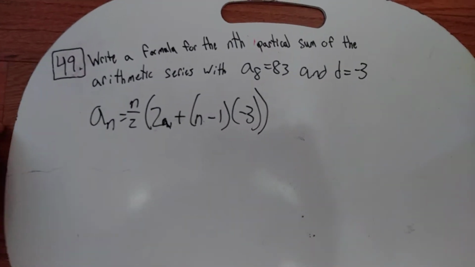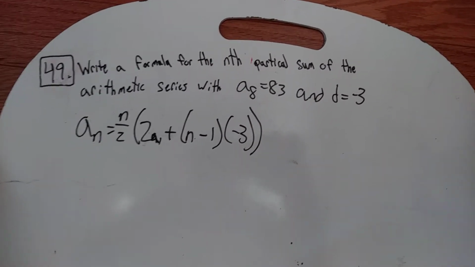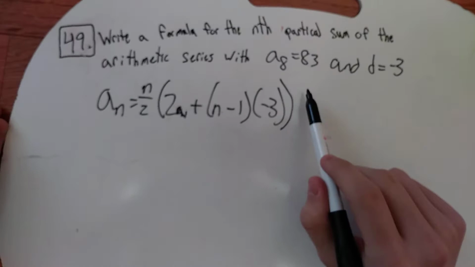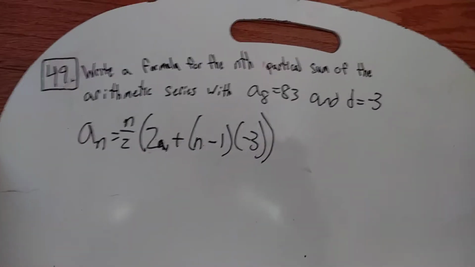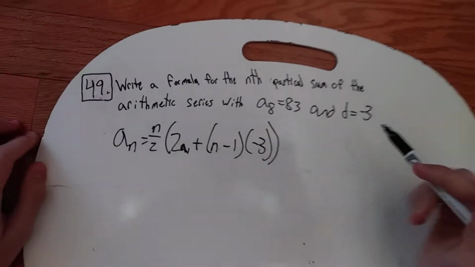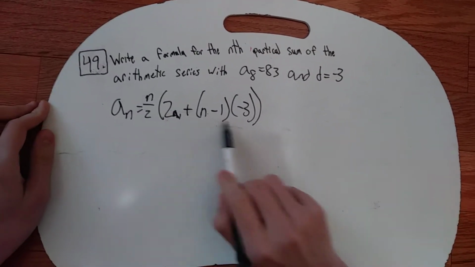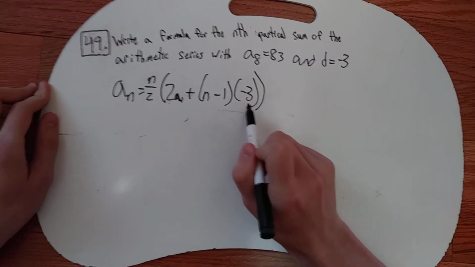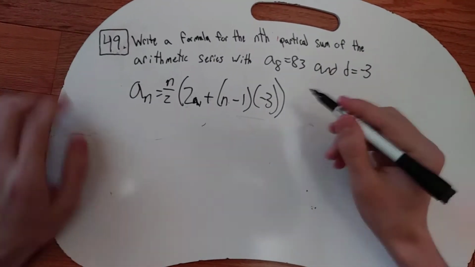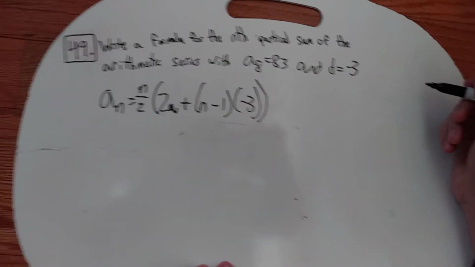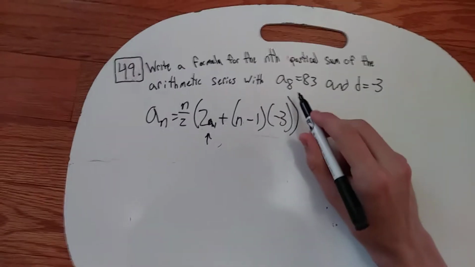So, 49 is kind of the same. Write a formula for the nth partial sum of the arithmetic series with a sub 8 equals 83 and d is negative 3. So this is pretty similar to 48. Yeah. Excellent. So in this case, I wrote out the formula already, and I've already replaced d with negative 3. I see what you did there. Yeah. Because prior it said d instead of where the negative 3 was. That's genius. Exactly. Time saver. But we still need to find a sub 1. Well, I don't remember how to do that.